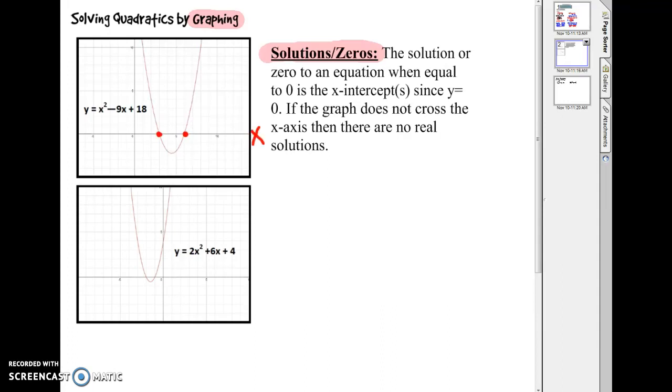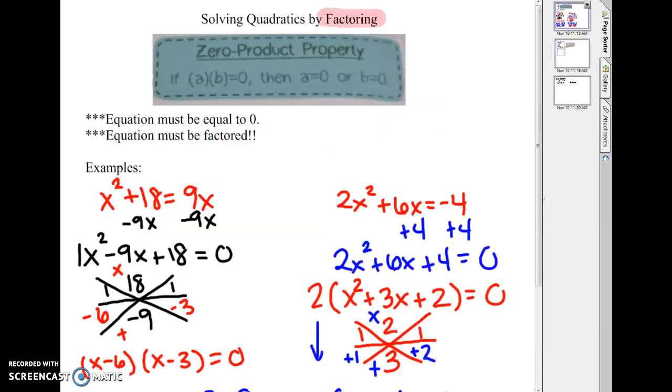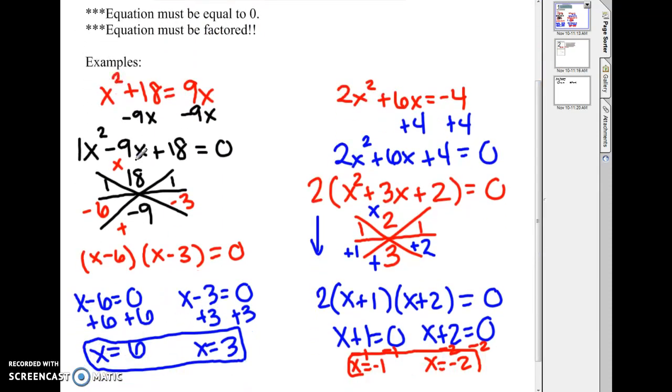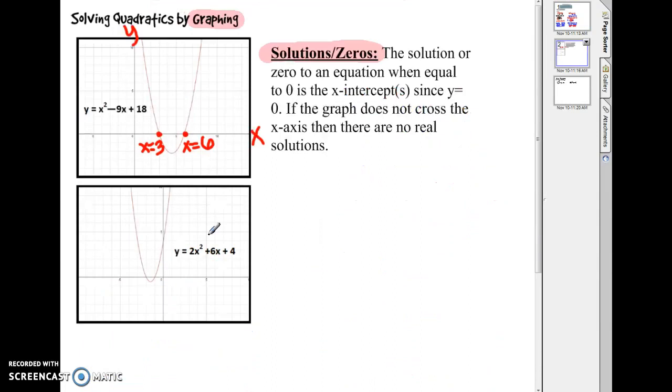Remember, this is the x-axis. This is the y. This number is 1, 2, 3, 4, 5, 6. So my solutions for this one are 3 and 6, which I can go back and look, and sure enough, I did get 3 and 6. So solving by graphing is a great way to check your work from solving by factoring. So the work today, you can check your work by graphing, but you need to make sure to show your work by factoring.